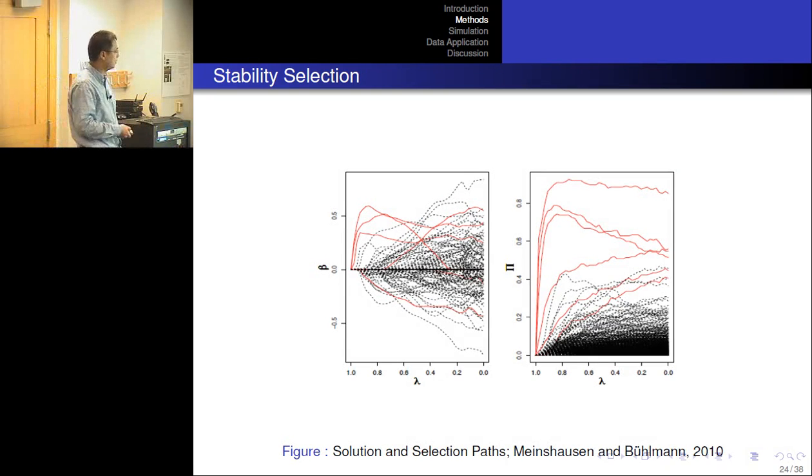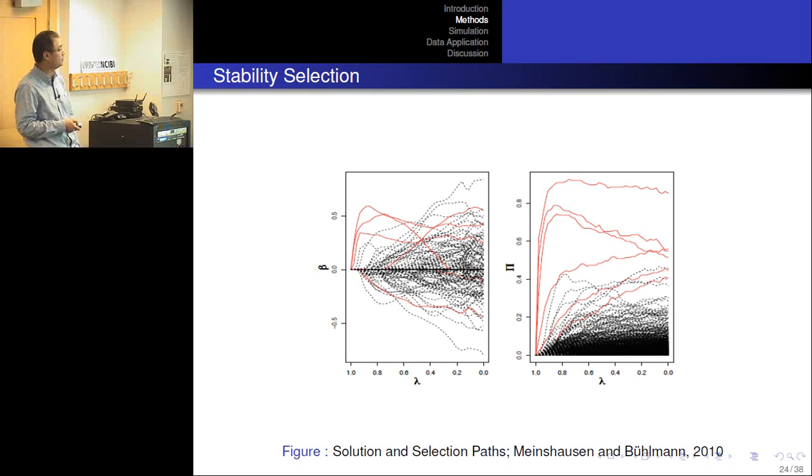Again, this figure came from this paper. The left figure is the original solution path for the lasso, and the right figure is the stability path. The vertical axis this time is the selection frequency. We still vary the tuning parameter, and we record the selection frequency for each variable. Then it's more clear that we can separate the true signal from the noise variables. That's the first advantage. Previously we had trouble separating them, but this time, on average, only the true signals have high selection frequency. For the noise variables, the selection frequency is low.